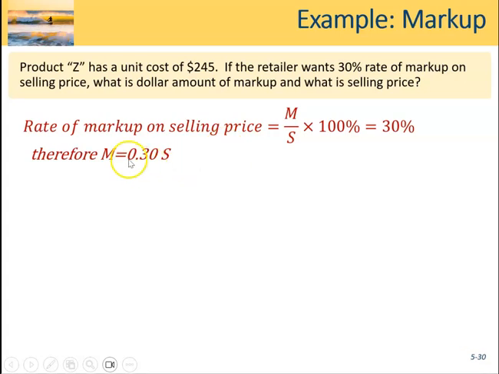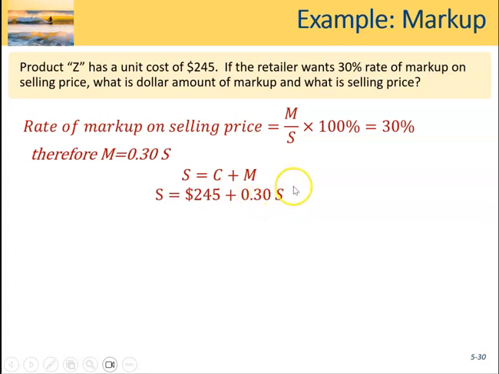So therefore, the equation then becomes M equals 0.3 S, because we've taken this S, got rid of it by multiplying this side by S, and then multiplying this side by S. So that would leave us 0.3 S. Okay, so M equals 0.3 the selling price. So now we want to figure out what the selling price is. So the selling price is the cost plus the markup. Well, we know what the cost is. We know the cost is $245, and we know that the markup is 0.3 S.